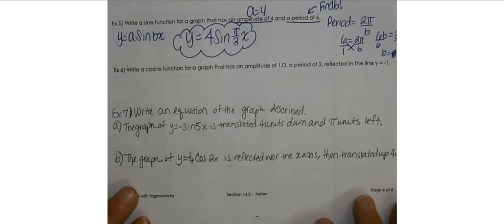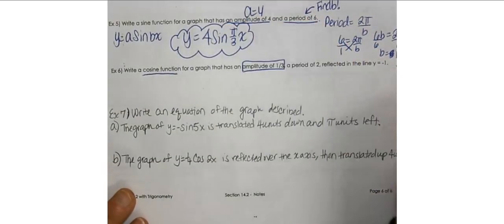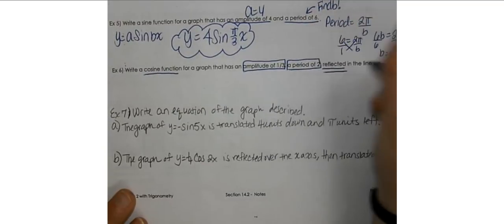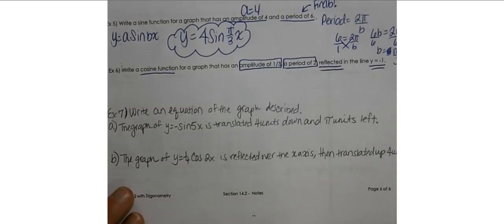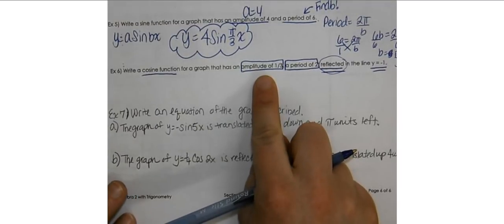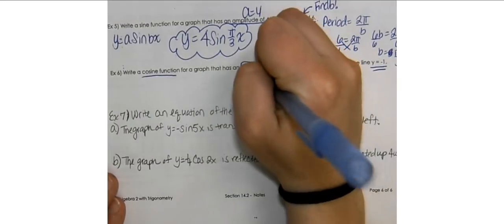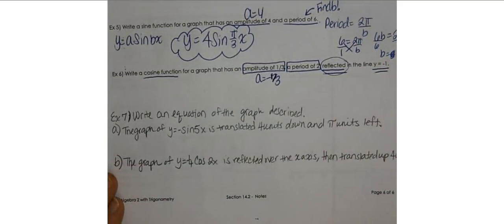In example number 6, it says write a cosine function for a graph that has an amplitude of 1/3, a period of 2, and is reflected in the line y is equal to -1. Okay, so this word reflected indicates that our amplitude is going to be negative. So what we know is that we're going to be working with our A value equaling -1/3. So our amplitude is A equals -1/3.